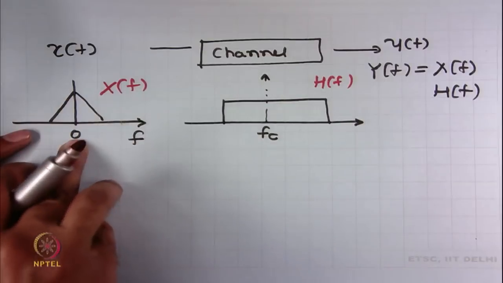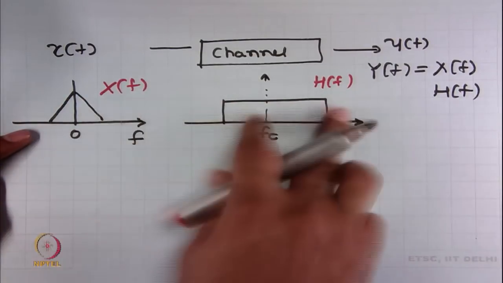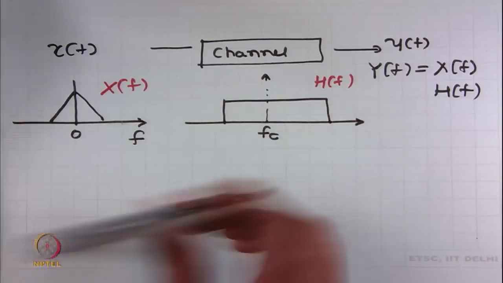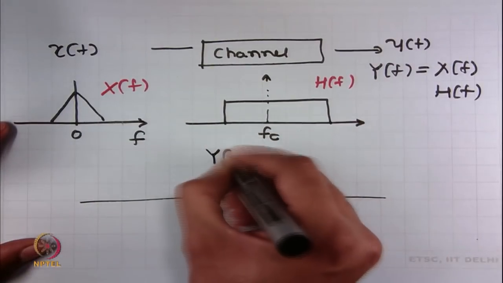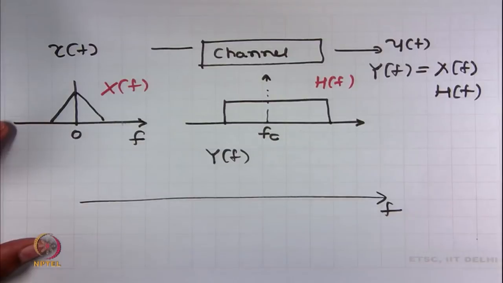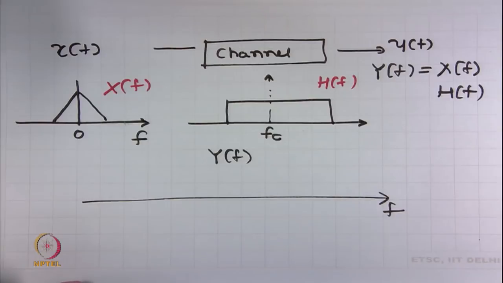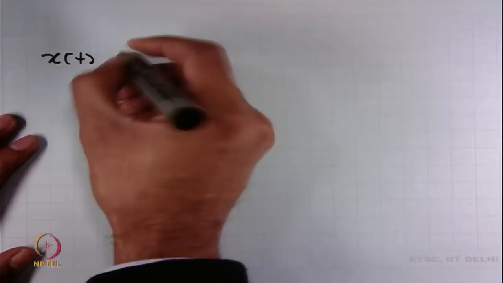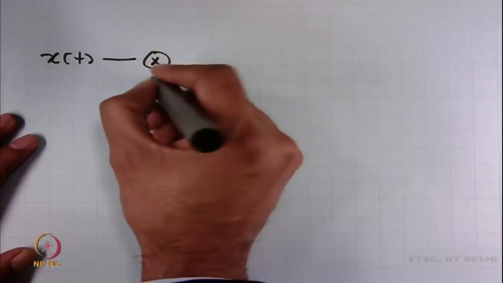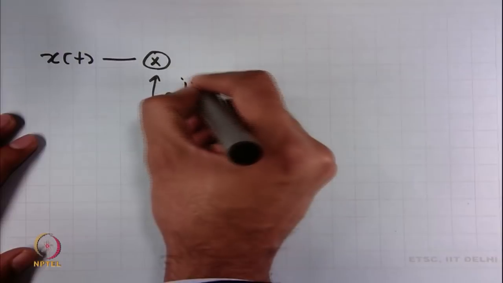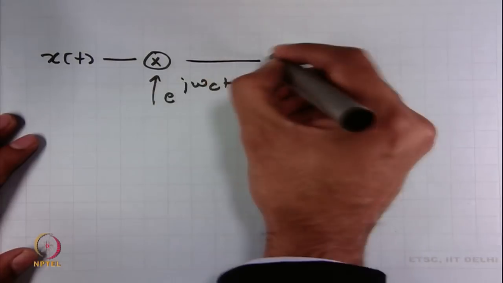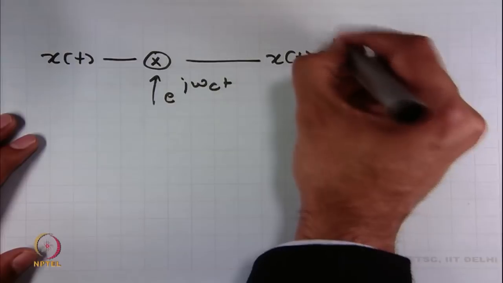This is centered at around 0, this is centered at around f_c, and there is no overlap in these two spectrums if f_c is pretty large. So, Y(f) would be flat 0. That means you cannot transmit a baseband signal over a passband channel, and thus we need to do something different to enable the transmission of baseband signal over the channel. The idea is that you take this baseband signal and multiply it with a rotating complex exponential, you get x(t) e^{jω_c t}.